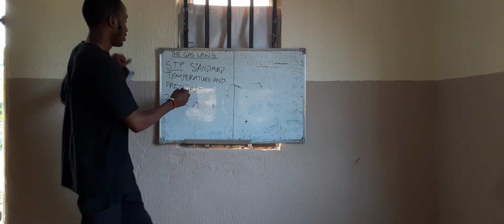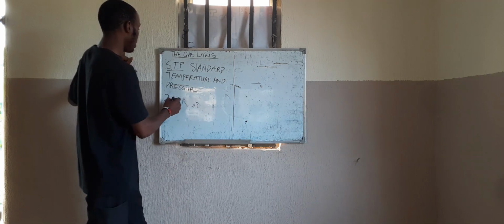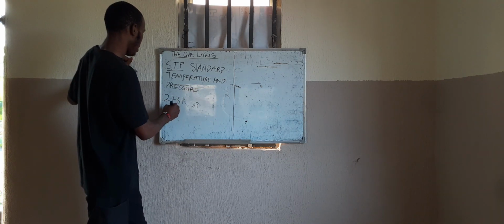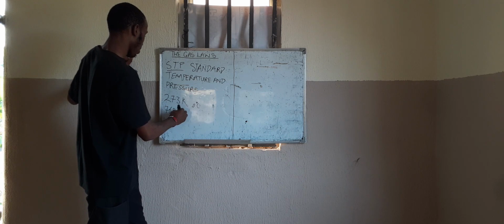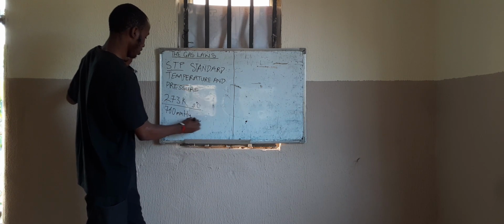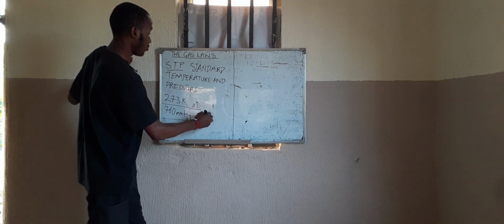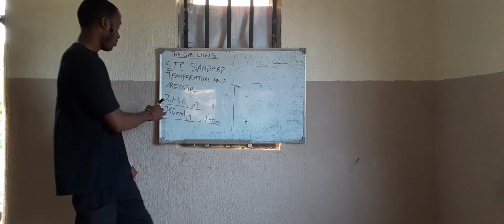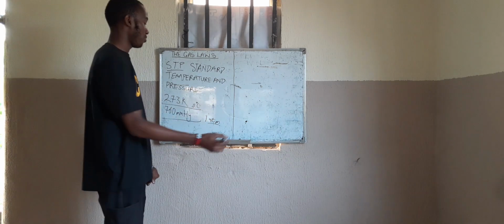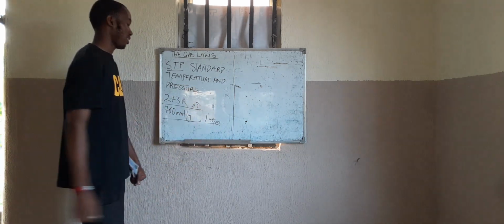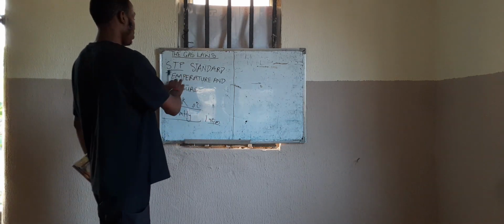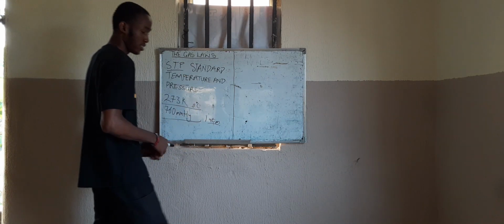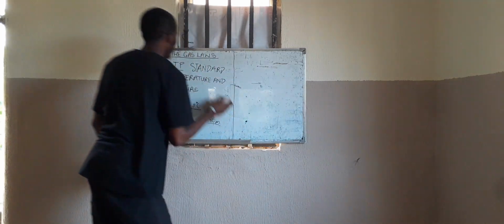And at STP, our pressure is 760 mmHg, which is equal to 1 atmosphere. Just remember that 760 mmHg represents 1 atmosphere. Hope you are following standard temperature and pressure. Let's continue.